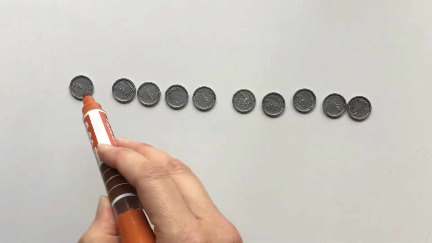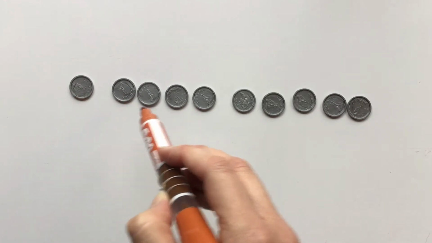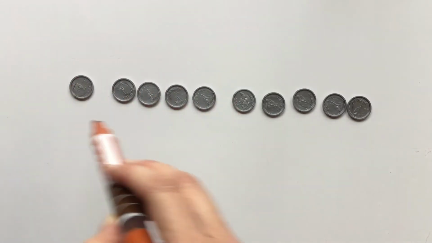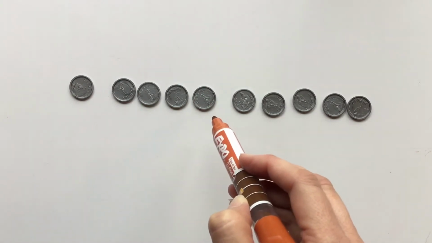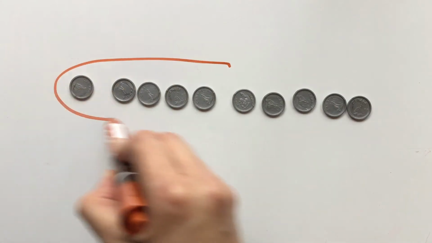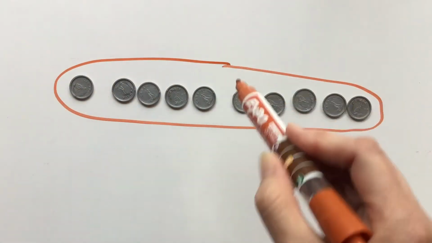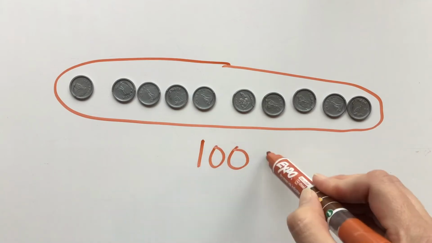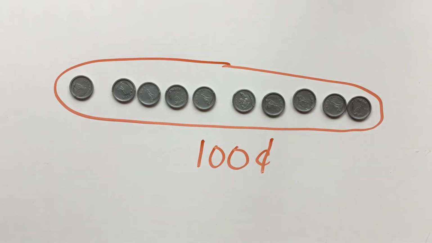So what I'm going to do is I'm going to go 10, 20. Well, there's no nickel there, so 30, 40, 50. Is there a 50-cent coin? No, not in regular use. 60, 70, 80, 90, 100. If I circle this whole thing, I can write underneath it that that's worth 100 cents. And I know that a loonie will equal all of those coins.